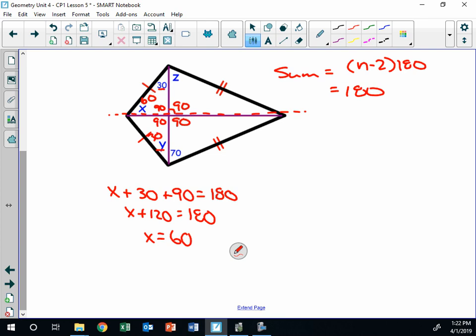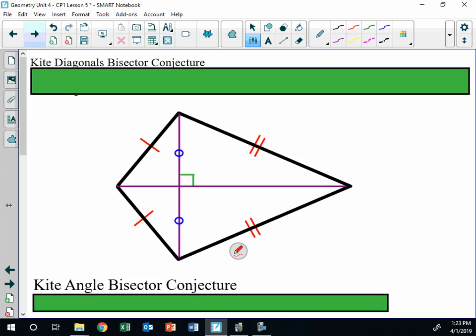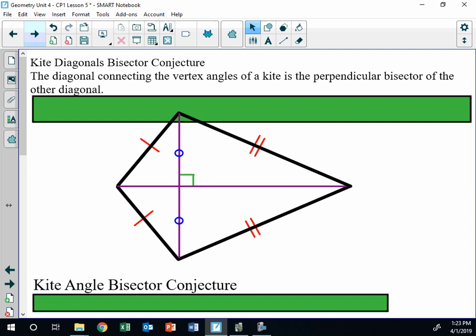We can see that the 70 and the z line up with each other, and then we could find any other missing angles as well. But the line of symmetry is an important piece, along with the fact that the perpendiculars are 90 degrees for each angle. Okay, next conjecture we have, the kite diagonals bisector conjecture.